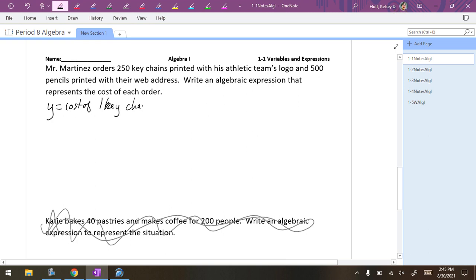You guys are the first class that has picked X or Y. Usually people are like, K is fine, but I like X and Y. I agree with that. And I think I heard somebody say use X for the other one. What is that going to stand for? Cost of one pencil. Okay, now that you know that on your own, write me an algebraic expression to represent how much money Mr. Martinez spent.